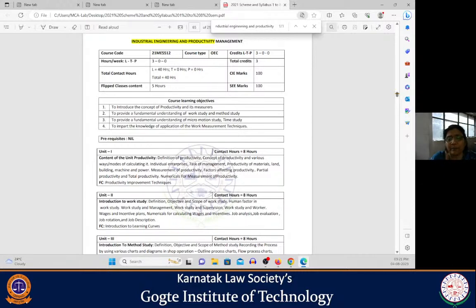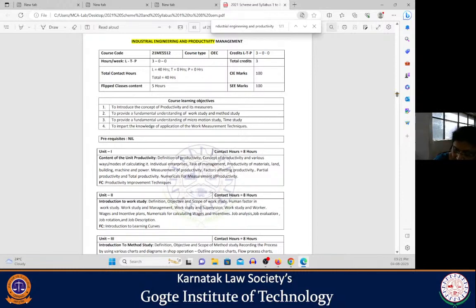What are the different types of job analysis, how to do job evaluation, job rotation, job description, how to write the job description. What type of machineries are required to do the job, or what type of manpower is required, what should be the qualification, specification or experience. All those things you are going to learn in the second unit.